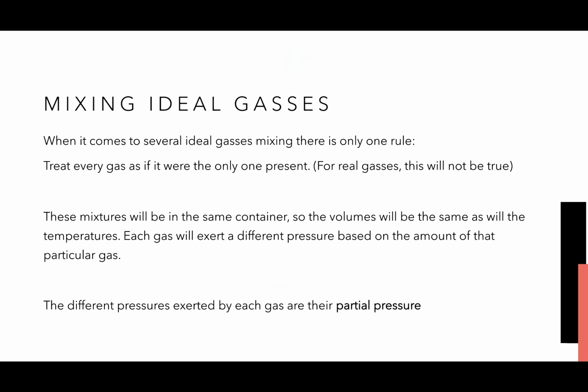These mixtures of gases will be in the same container, so they're going to have the same volume and the same temperature. Otherwise, they would not be mixed. Each gas will exert a different pressure, though, based on the amount of that particular gas. Again, if we're looking at PV equals nRT, R is a constant, T is the same, and V is the same for each one of them, then the pressure is going to relate directly to the amount of moles.